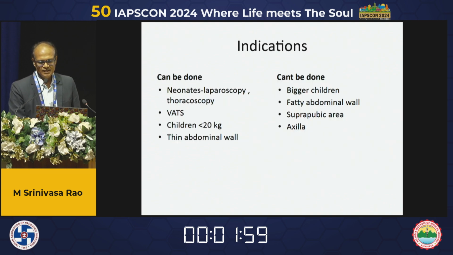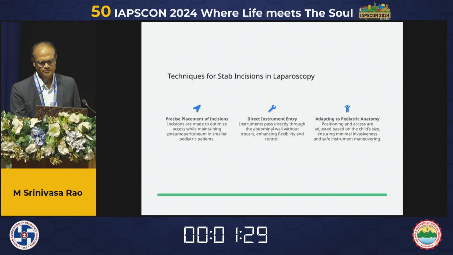This is not applicable in all cases. Definitely, the stab incision system is not applicable for bigger children, those with fatty abdominal walls, or in areas such as the suprapubic or axillary area. But it can definitely be done in newborns while performing laparoscopy or thoracoscopy. It can be used in VATS and in children with thin abdominal walls and those under 20 kilograms weight. Stab incision with instrument access can be easily done.